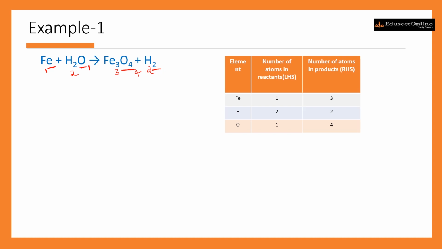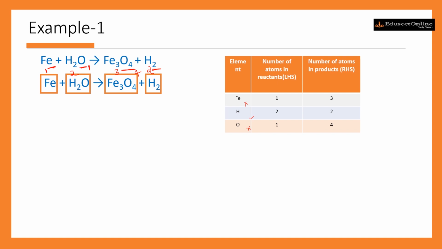Now check whether the number of atoms on both sides is equal or not. For iron, it's not equal, 1 and 3. Hydrogen is okay, 2 and 2. And oxygen is 1 and 4. Again, it's not equal. That means this equation is not balanced. We have to balance it now. For that, we write each formula in a different column for ease: Fe, H2O, Fe3O4 and H2 in separate columns.